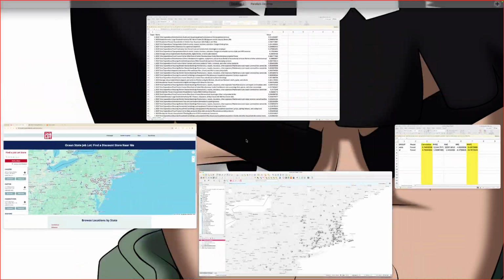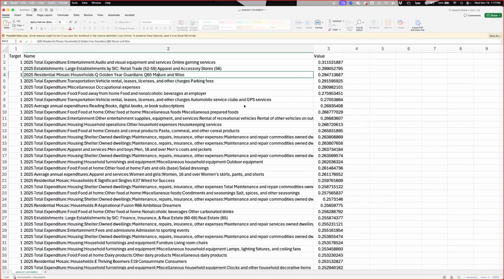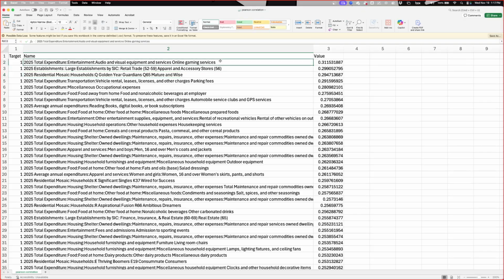So that's exactly what we got here on this list. So here are the top variables that are correlated to overall store visitor count. You can see how much money in the area. And some of these machine learning variables, they get kind of weird, but it just finds a correlation, right? So how much money in an area around your site is being spent on audio visual equipment and services and online gaming services? The next highest one, well, how many companies are large establishments around you that are retail trade that specifically sell apparel and accessories?